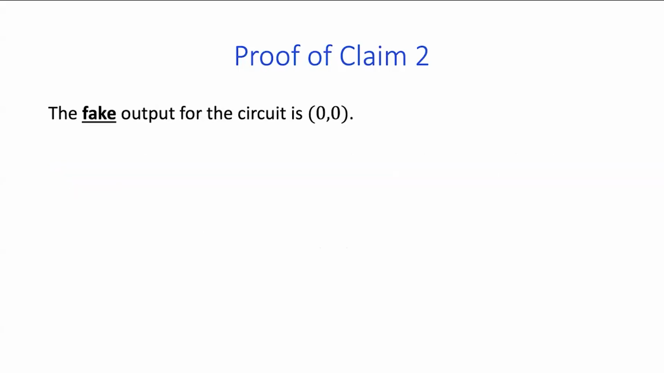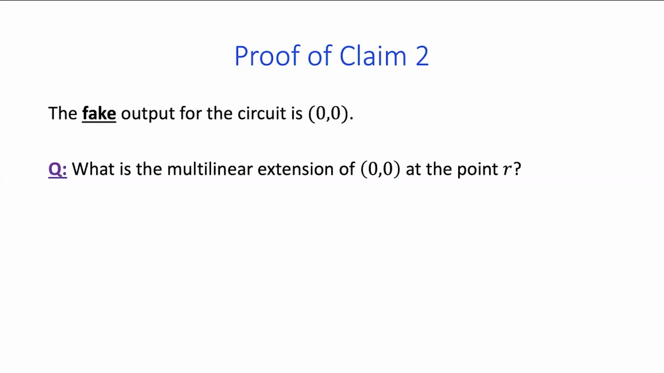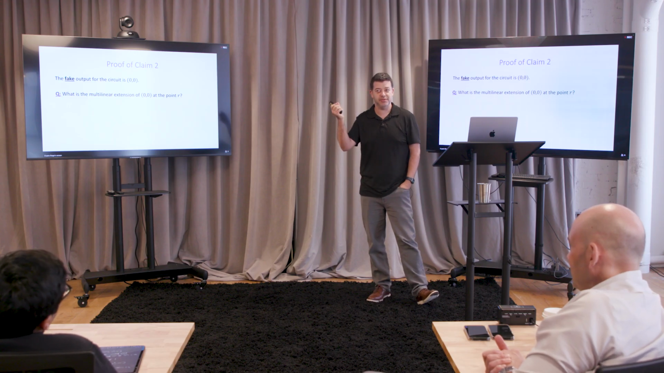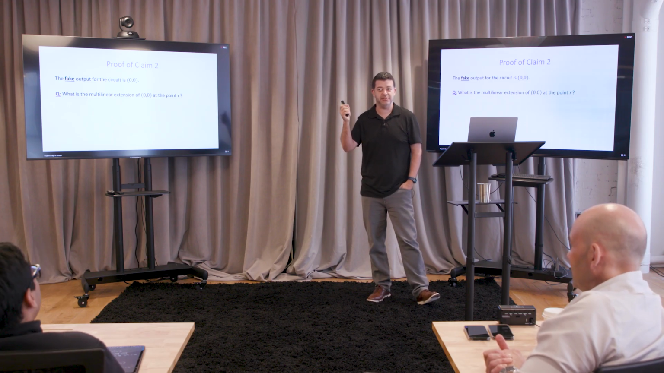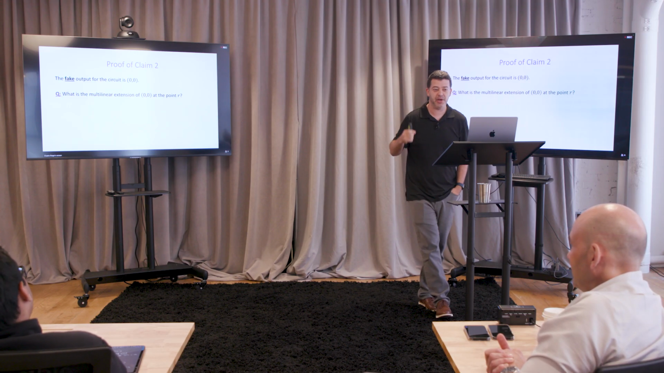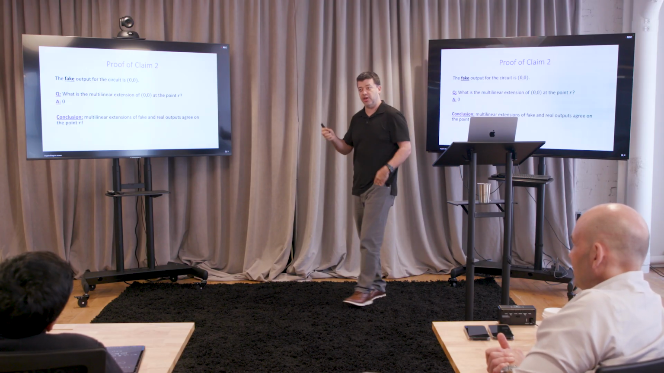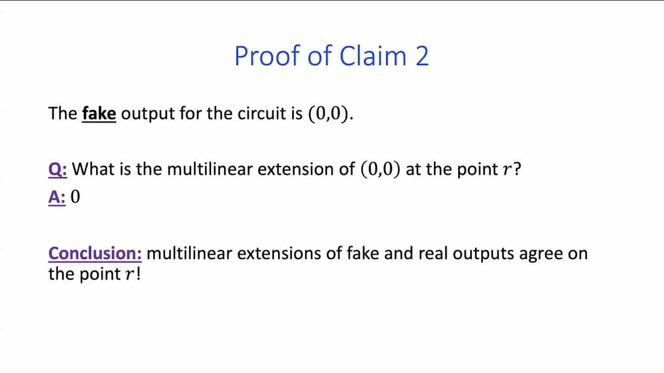Now let's think about the fake output. I'm claiming to you that the circuit output is 0, 0, even though that's false. And now I want to ask you an easier question. What is the multilinear extension of the function that is 0 at 0 and 0 at 1? I'm asking you, what is its value at 2? It's a linear function. It's 0. And at 3, it's 0. And at r, it's 0. Right? So the multilinear extension of both the fake output and the real output is equal to one another at the point r. It's 0.